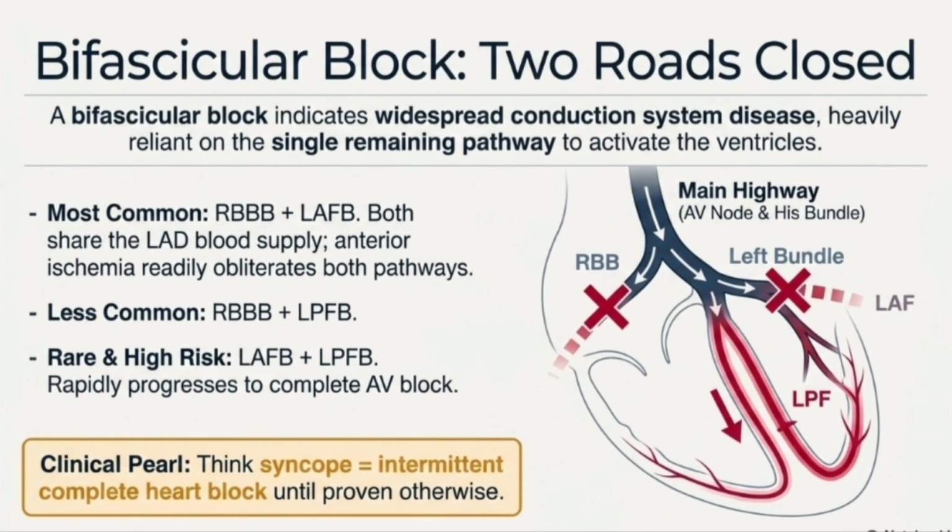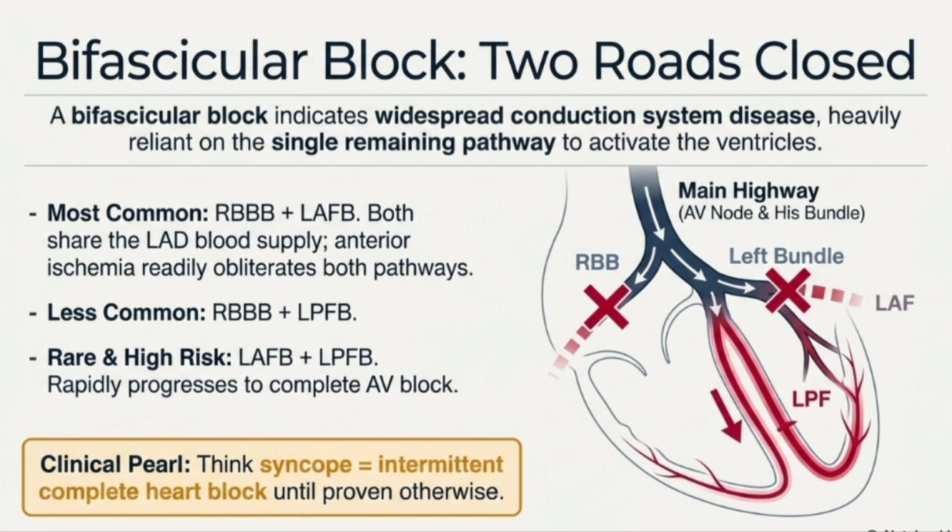Bifascicular block, both involved. Bifascicular block is a widespread conduction system disease heavily reliant on the single remaining pathway to activate the ventricles. Most common is right bundle branch block with left anterior fascicular block. Both share the LAD supply. Anterior ischemia readily obliterates both pathways.